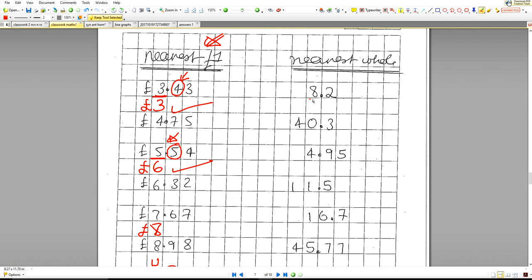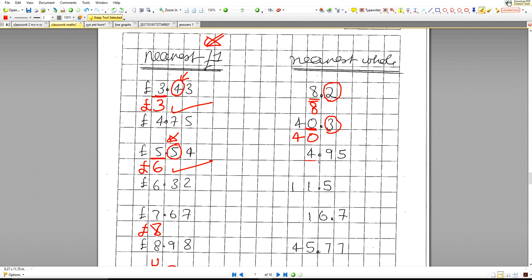So 8.2, this is your whole number here. This is your decider. It's less than 5, so you leave the 8 alone. 40.3, this is your whole number here, your units. You look at the next number, and that's less than 5, so you leave the 40 alone to the nearest whole number.